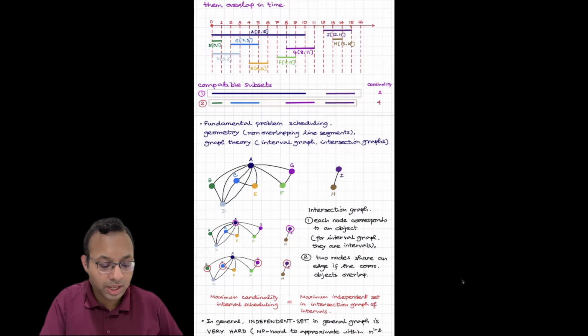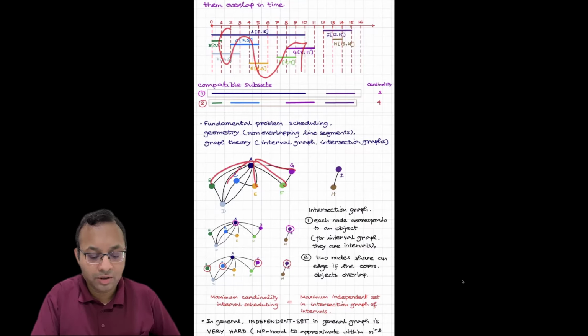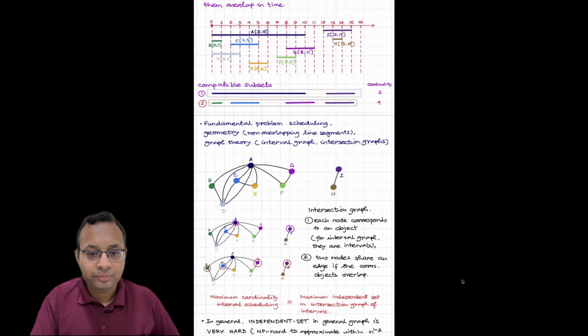So for example, here A overlaps with B, C, D, E, F, G, all of them. So A will have edges with all of them in this graph. Whereas, let's say E only overlaps with A and C. So here E has edges with A and C. So one can see that this is called an intersection graph. And in this example, we're talking about intervals, but you can define it for any other object. You can take, let's say, rectangles or other objects as well.